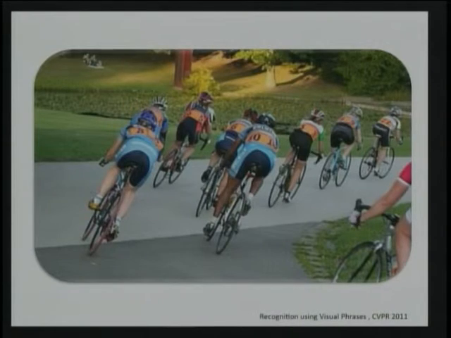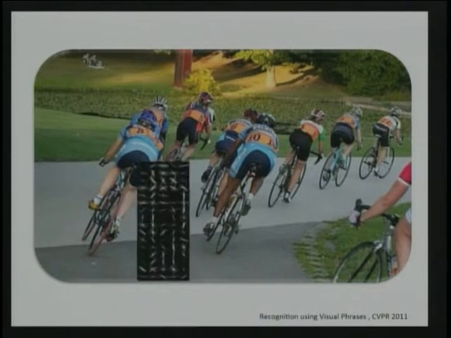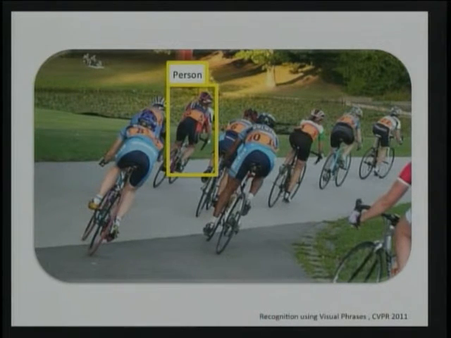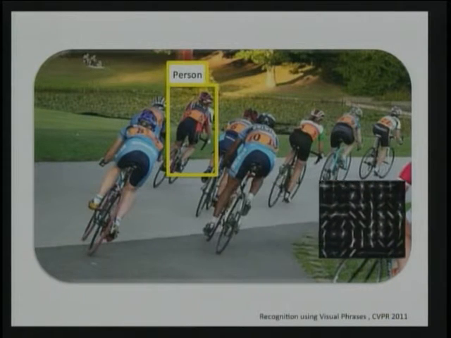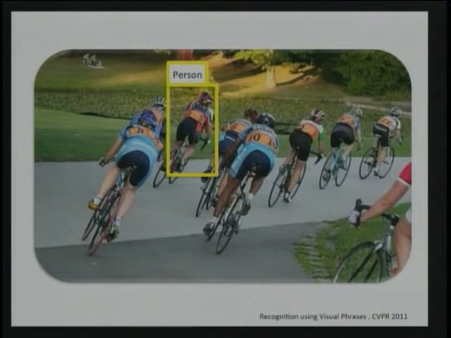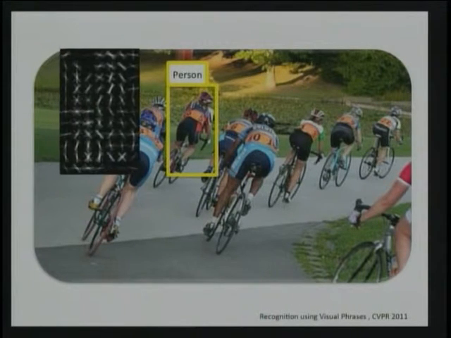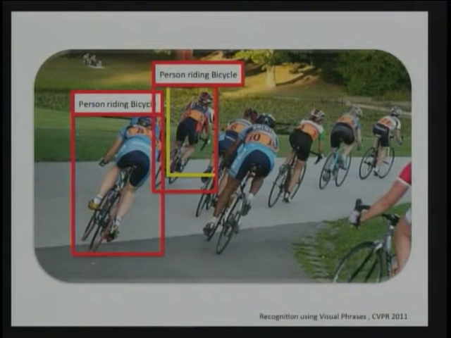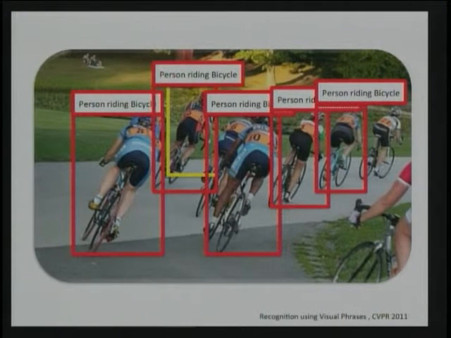For this picture, the state-of-the-art person detector, when I actually applied it to this image, finds only one instance of a person. When I took the state-of-the-art bicycle detector and ran it over this image, it manages to find no instance of bicycle. Whereas when I run my person riding a bicycle detector, it actually finds 5 instances of people riding bicycles.